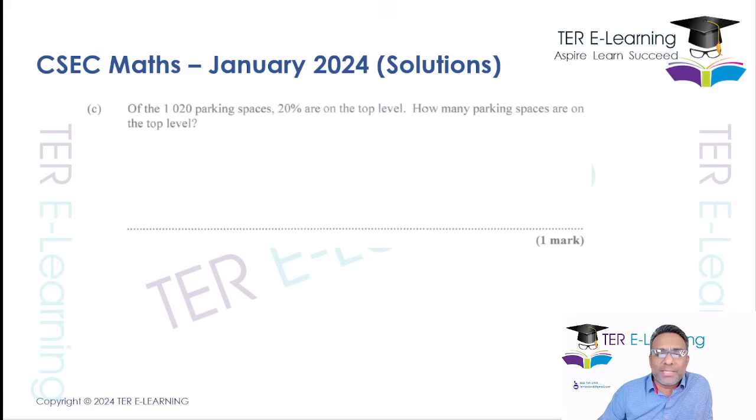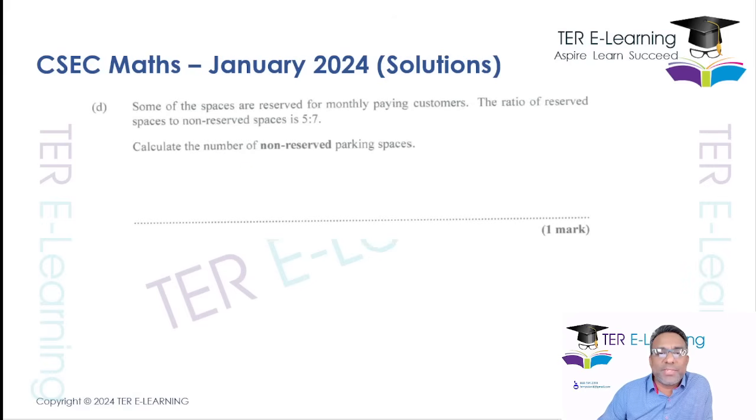Of the 1020 parking spaces, 20% are on the top level. How many parking spaces on the top level? Well, all we need to do is to find 20% of 1020. So in this case, it's going to be 20 over 100 multiplied by 1020, and that's going to give us 204. This is going to give me 204. So that's part C.